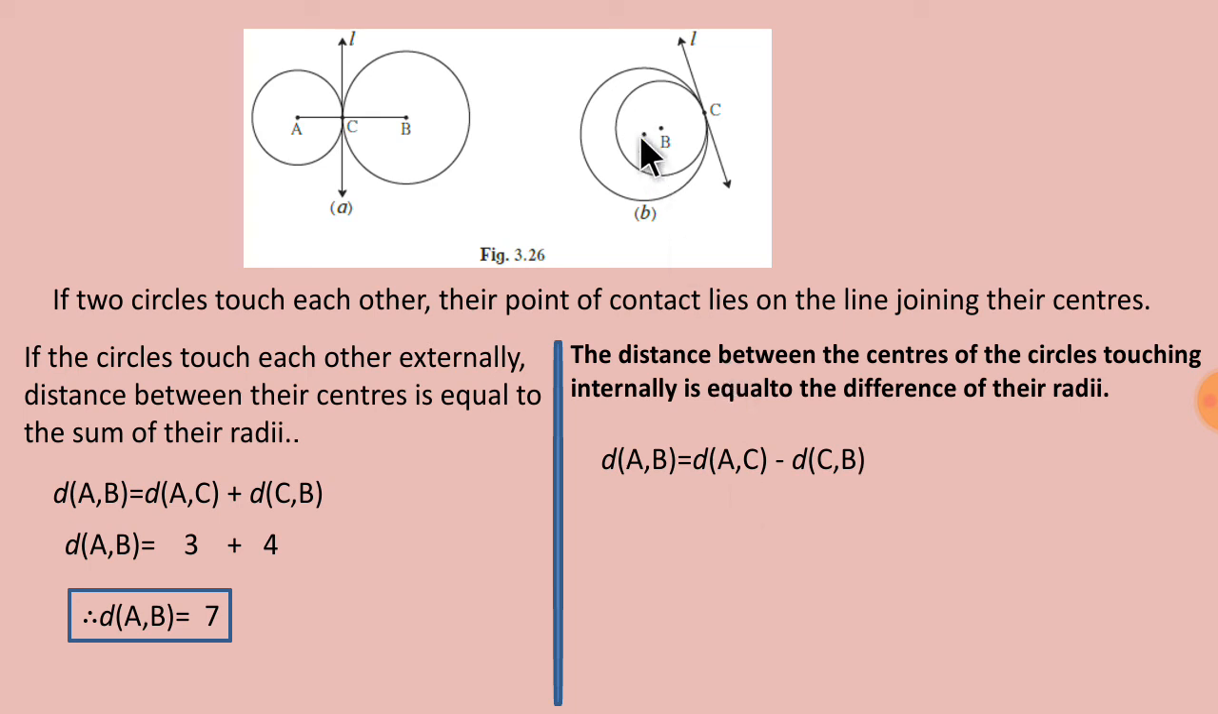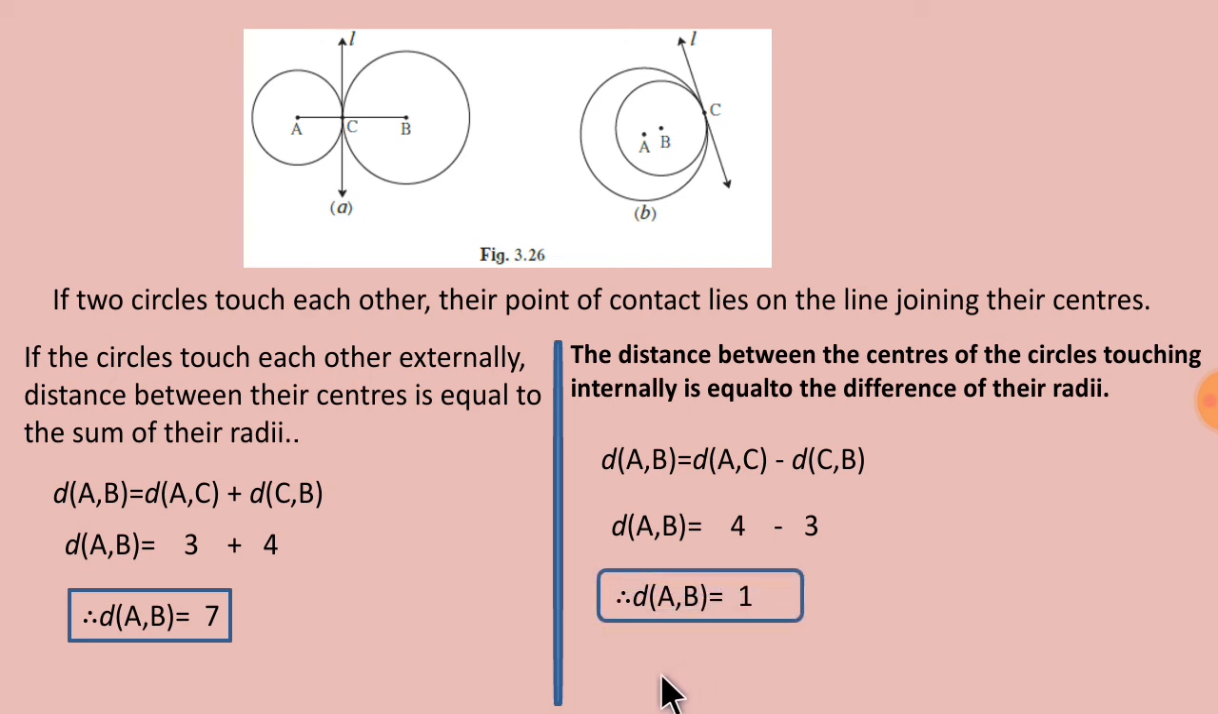Distance AB is equal to distance AC minus distance CB. Let AC is equal to 4 and CB is equal to 3. Then distance AB is equal to 4 minus 3. Therefore distance AB is equal to 1.